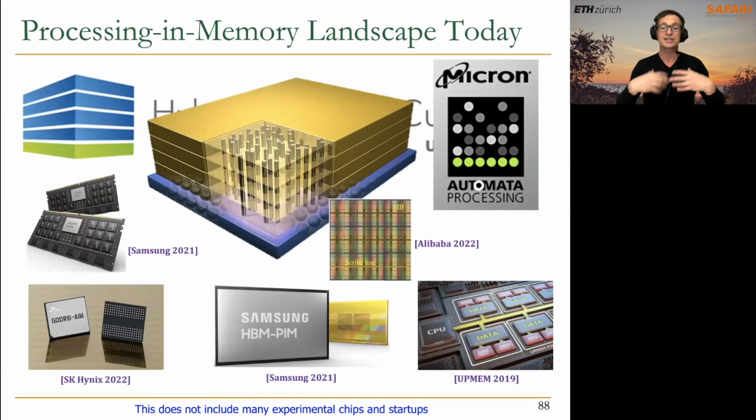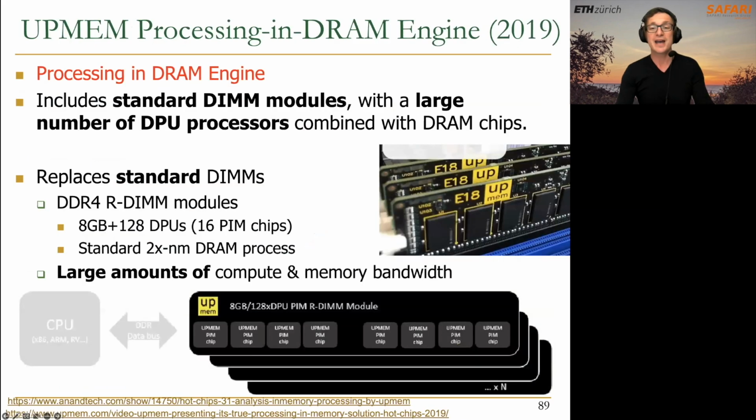You can see that there's a lot of movement toward processing in memory. There are startups that are doing this. There are big companies like Samsung, SK Hynix, and Alibaba that have been producing processing-in-memory chips. And we have been experimenting with UPMEM startup's processing-in-memory chips.